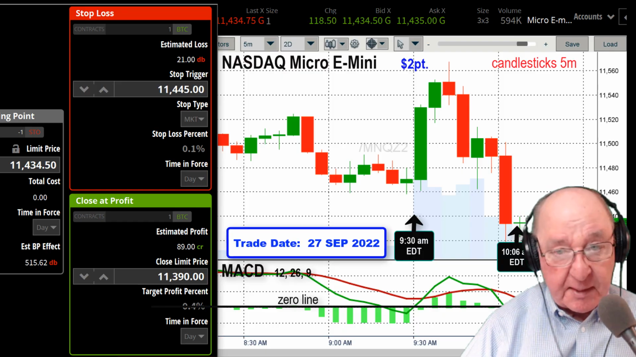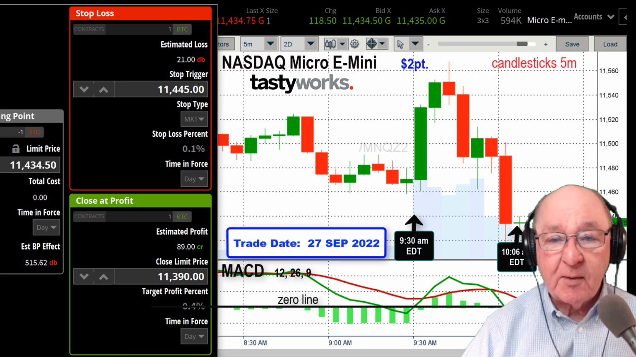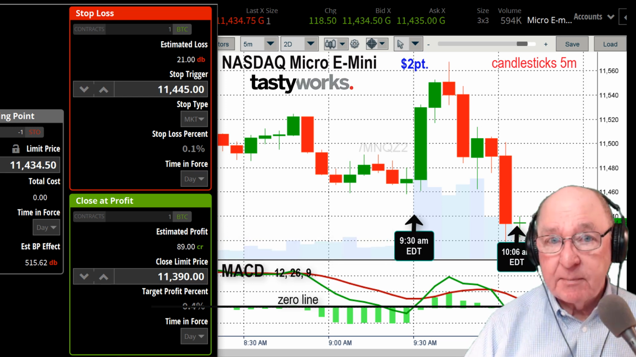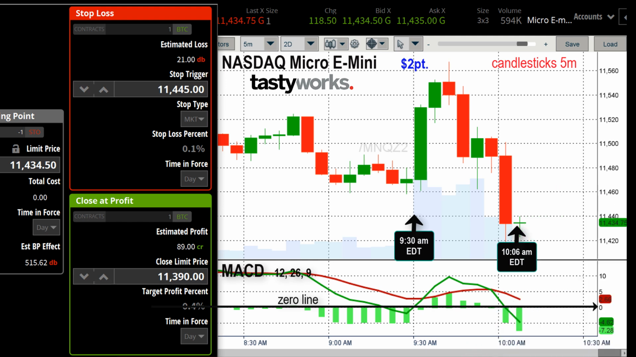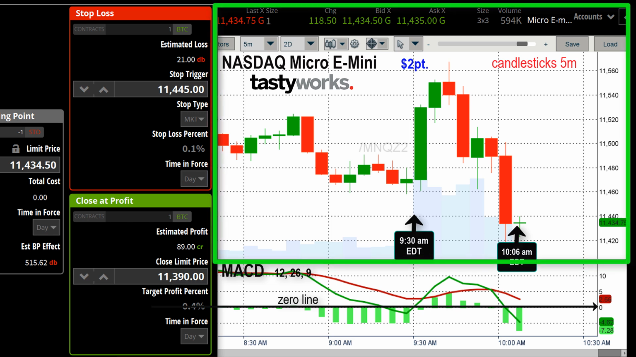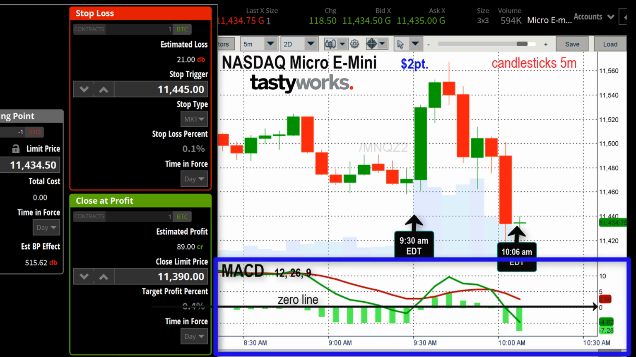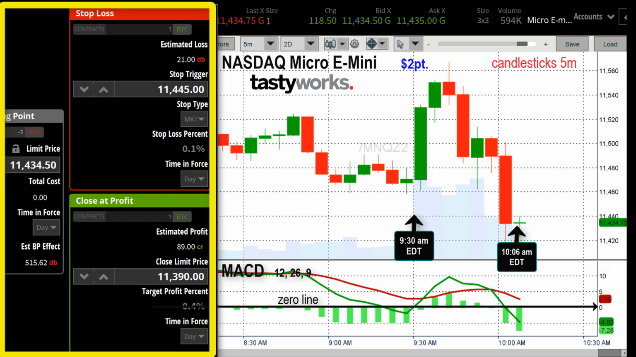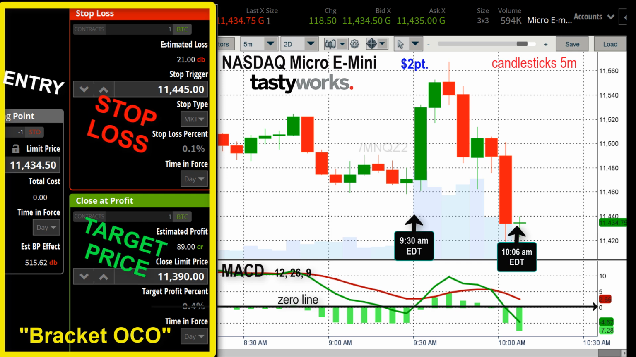Here's the setup screen. Why this trade and why now? Trade date 27 September 2022. I use the Tastyworks software because I can do everything from one screen. In the top panel, the NASDAQ Micro Emini trading at $2 a point. We're going to be shorting that today. Candlesticks are 5 minutes. Down below the MACD with the standard default settings, and on the left is what we call a bracket OCO order with the entry, stop loss, and target price.